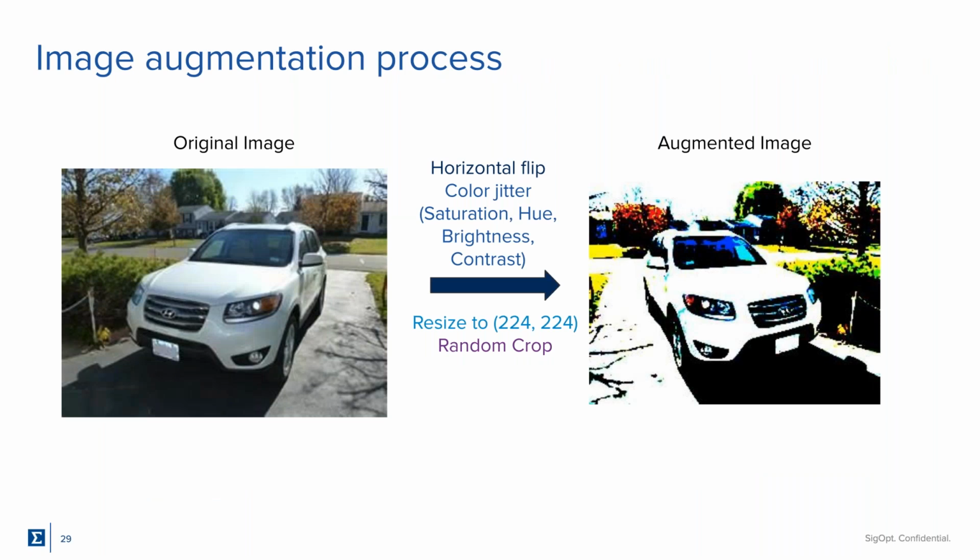For the image augmentation process, each image will be augmented once and will go through horizontal flip, color jitter, be resized, and randomly cropped. The hyperparameters for the color jitter are saturation, hue, brightness, and contrast. The parameters for these attributes will be suggested by SigOpt's multitask optimization. At the end of this augmentation process, we will essentially double our data set from around 16,000 images to around 32,000 images.